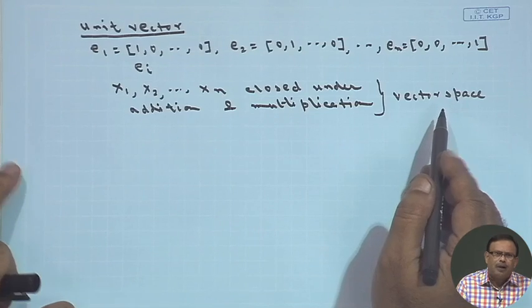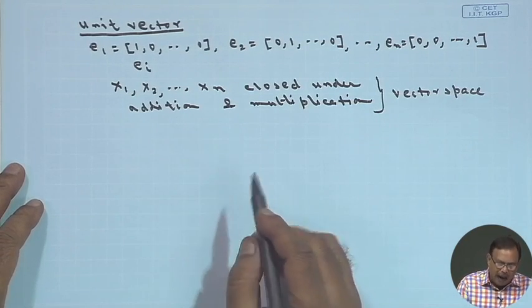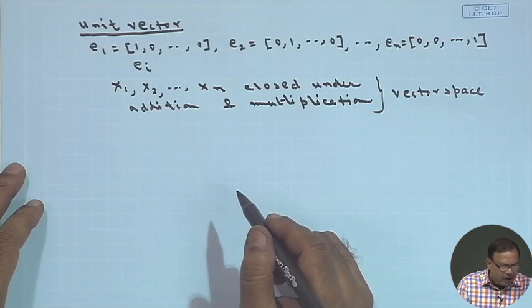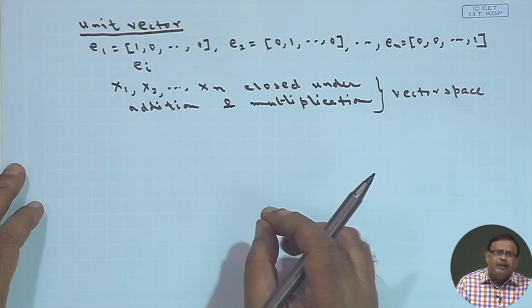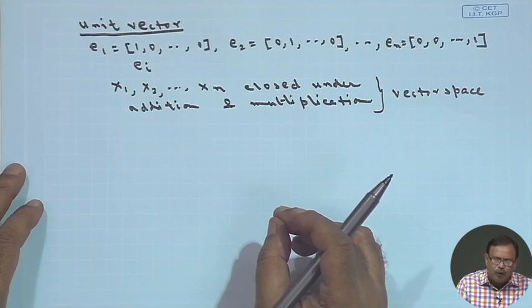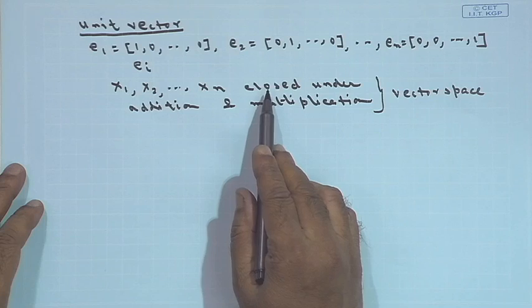So, quite naturally the question will come, what do you mean by closed under addition? Closed under addition means if we take the sum of any two vectors, then the resultant vector will also be a member of the set. So, if x1, x2, ..., xn is there, if I take the addition of any two of these, then the sum of any two vectors will also be a member of the set. Then we say that it is closed under addition.